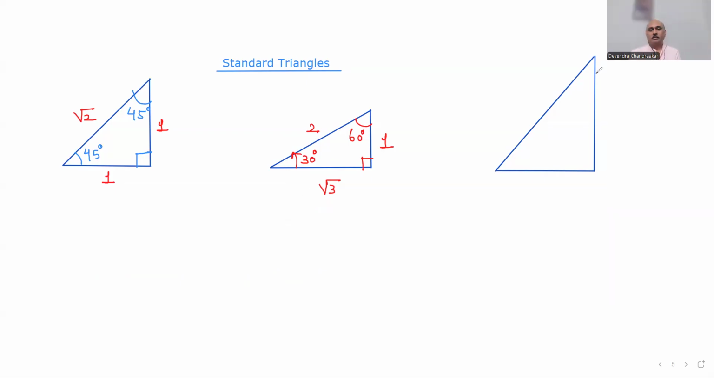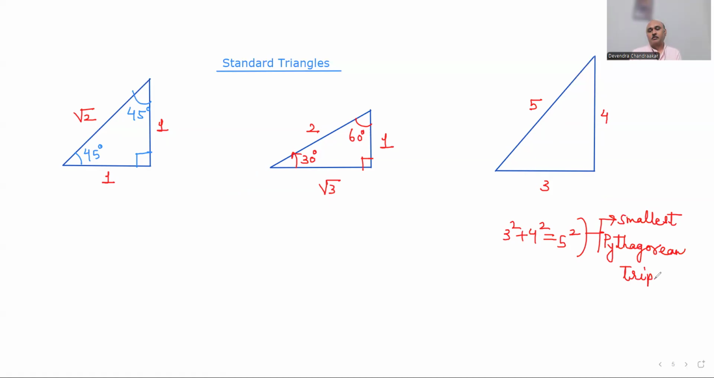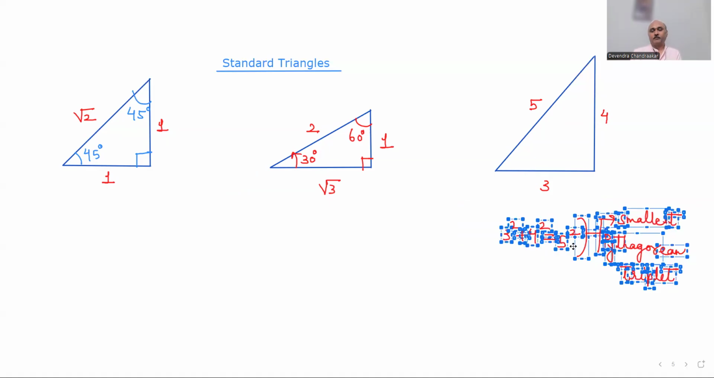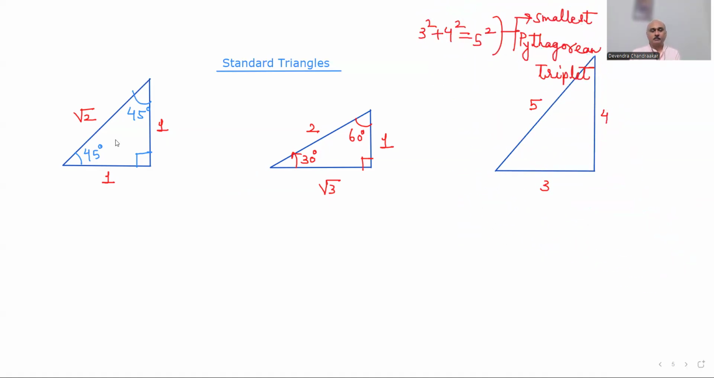Now the last one. This is the most unique triangle. 3, 4, 5 are its sides. So 3 square plus 4 square is equal to 5 square. This is the smallest Pythagorean triplet. 3, 4, 5 are the smallest Pythagorean triplet. Right? So now, this is very interesting.